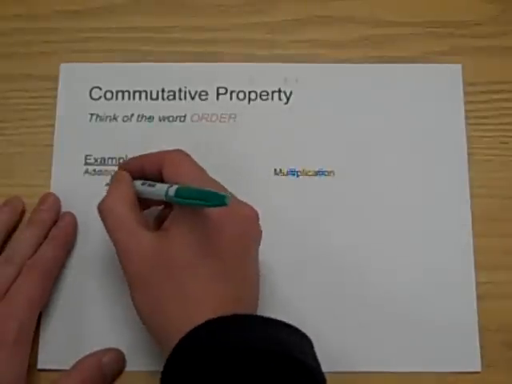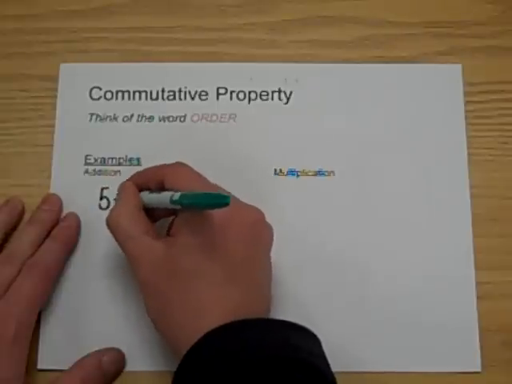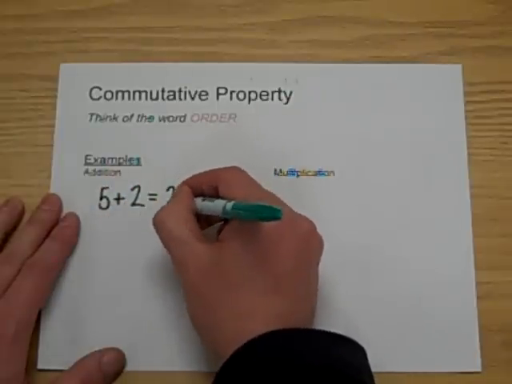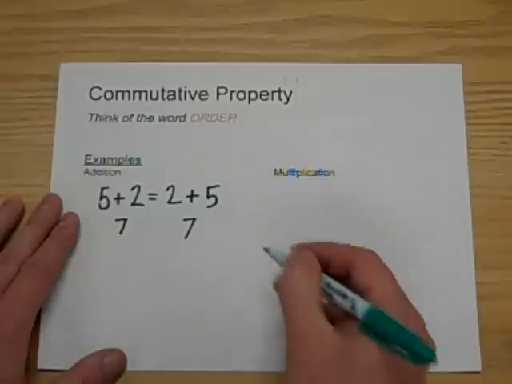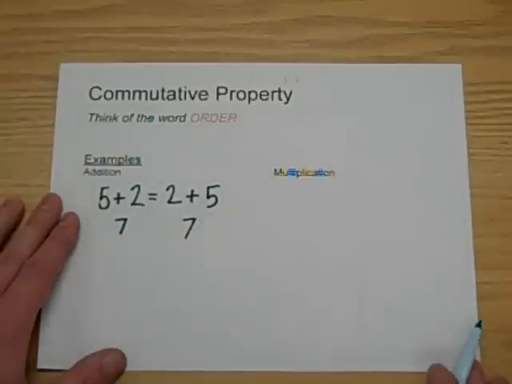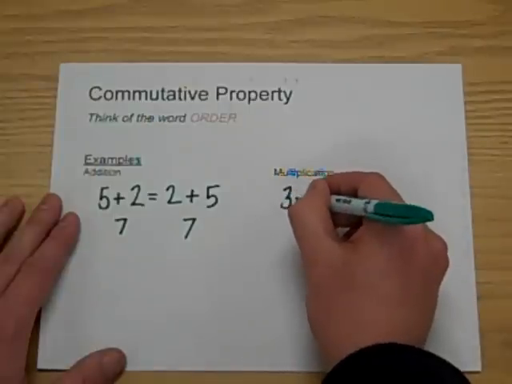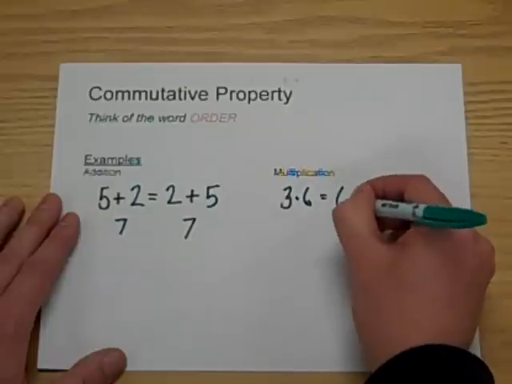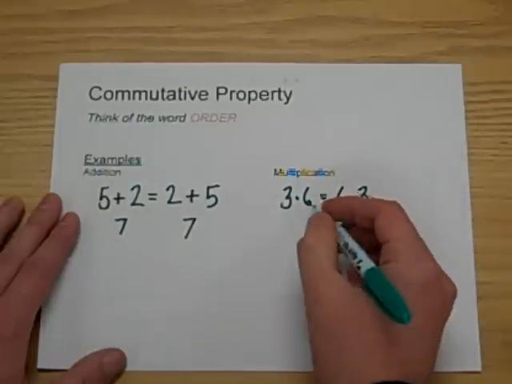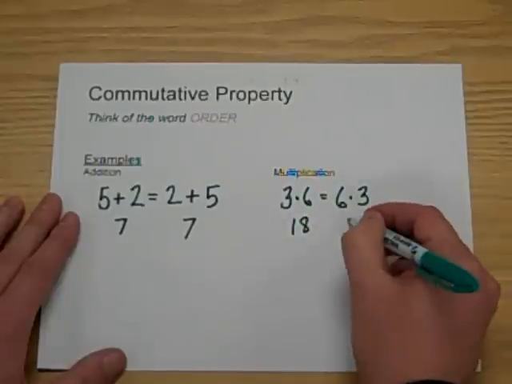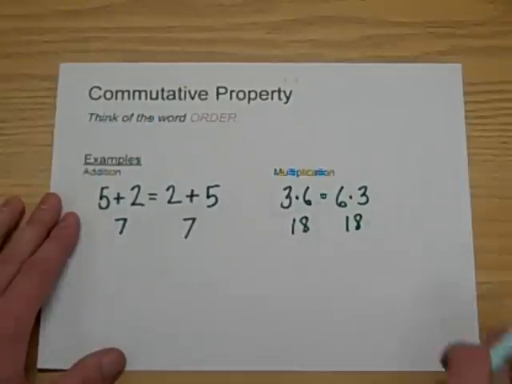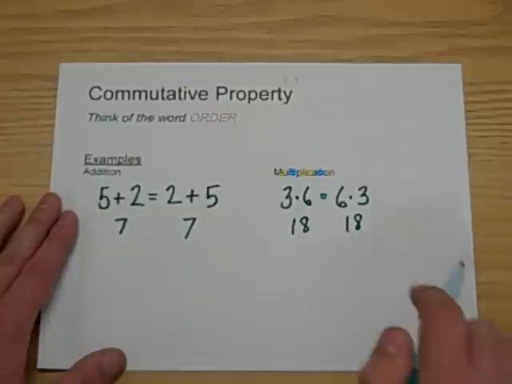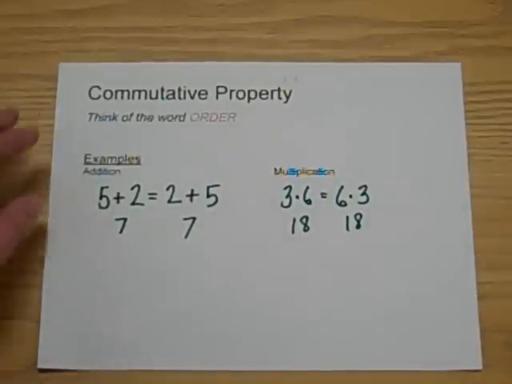Let's start with addition. For example, I can take 5 plus 2 and 2 plus 5, and I'll get the same thing. 5 plus 2 is 7, 2 plus 5 is 7. So even though I switch the order on each side of the equal sign, I still end up with the same thing. Multiplication, let's take 3 times 6 and 6 times 3. Over here on the left-hand side, I get 18. Over here on the right-hand side, I also get 18. It doesn't matter which order I multiply, because I still end up with the same answer, 18 and 18.